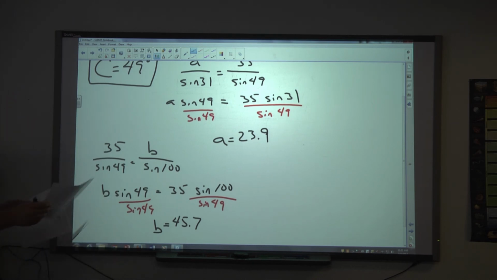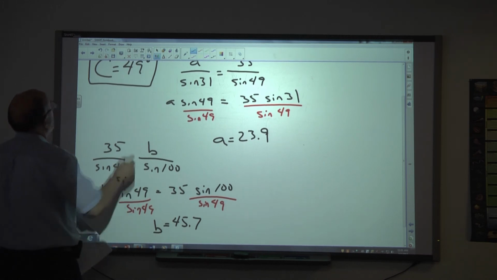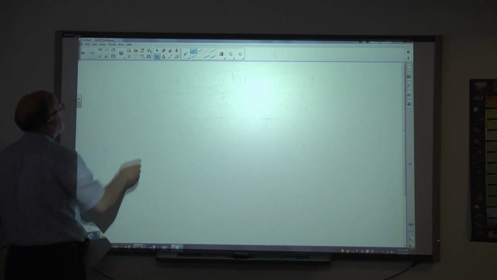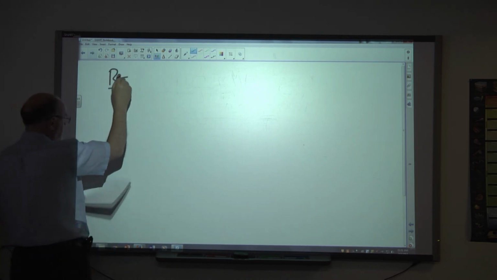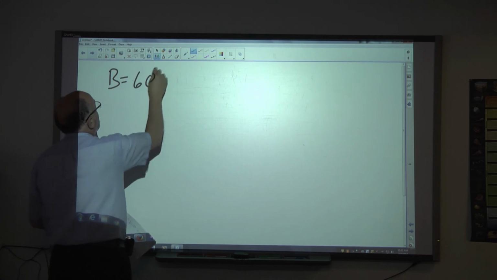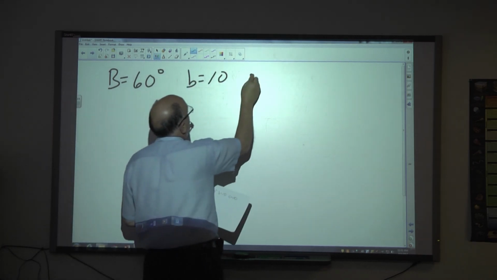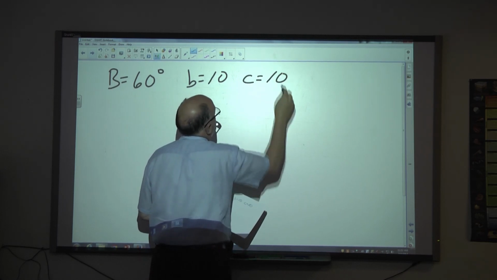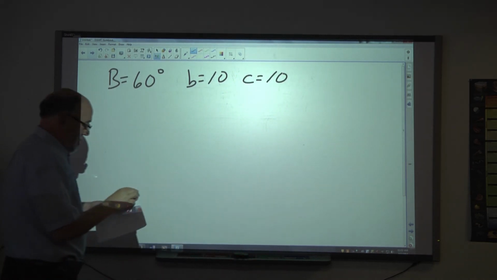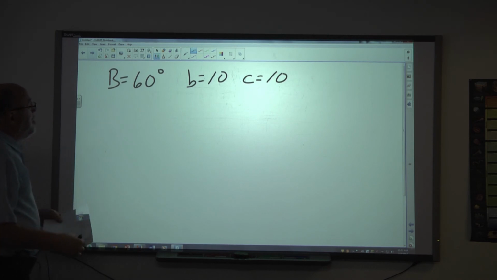So we got all the missing pieces in regards to our triangle, right? And then one I'll just put up for you to think of, but in terms of this question, that would be if angle B is 60 degrees, and side B is 10, and side C is 10. You should be able to think about that a little bit and tell me pretty quickly what the other missing numbers are going to be given that scenario.